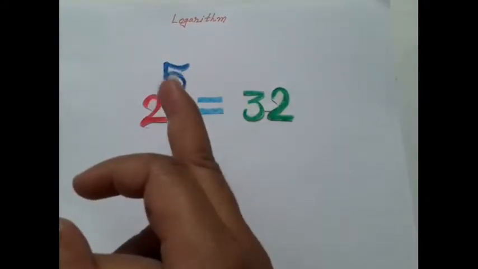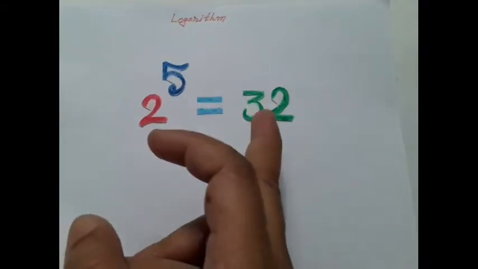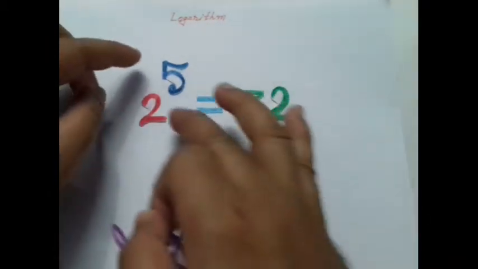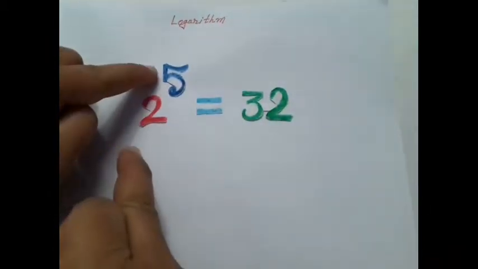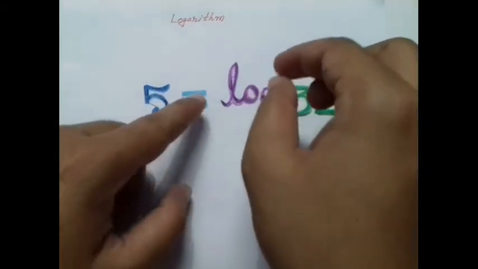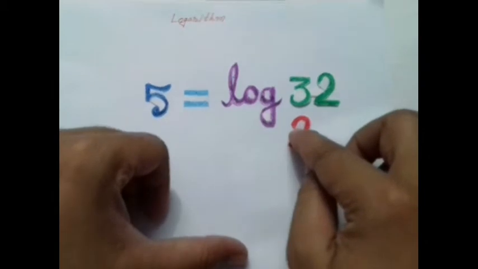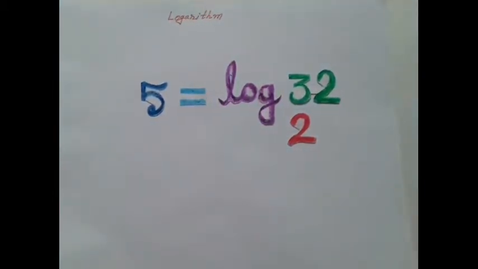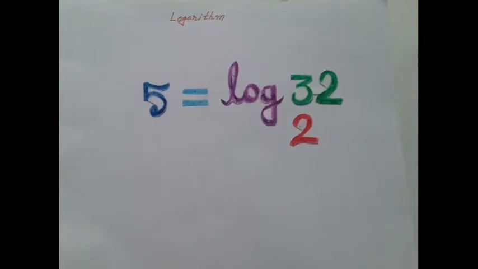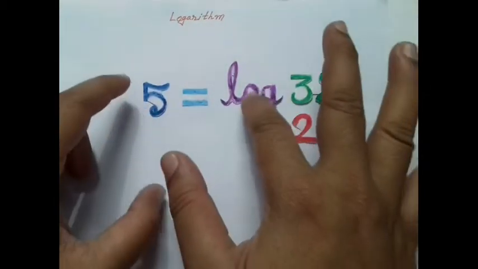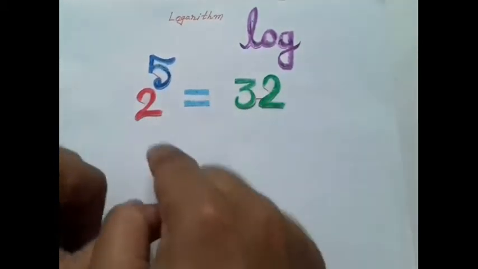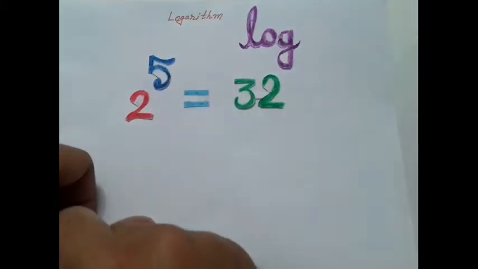Now if I want to write 5 in terms of 2 and 32, that time I have to introduce log. Let's see how we can write it. Here 2 is the base and 5 is the power, so we write 5 equals log 32 to the base 2, and it is read as log 32 to the base 2. And again if I want to remove log, 5 will be raised at the power of 2: 2 to the power 5 equals 32.